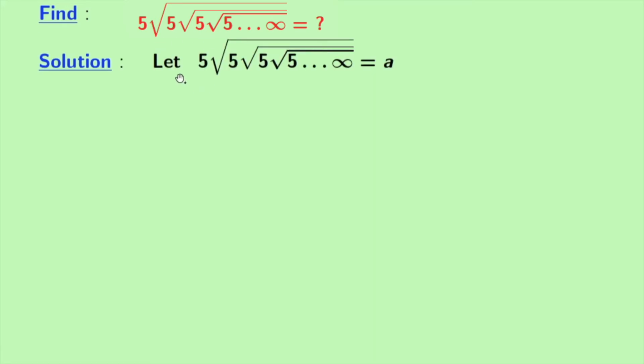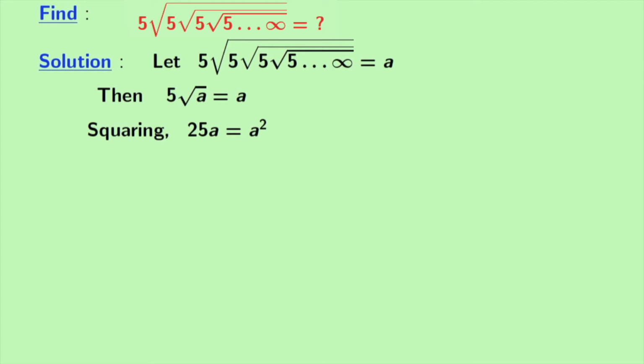Let's assume the value of the given quantity equal to a. Now look that the value inside the first square root is also a. So we can rewrite it as 5 square root of a is equal to a. Now squaring both sides, we get 25a is equal to a square.